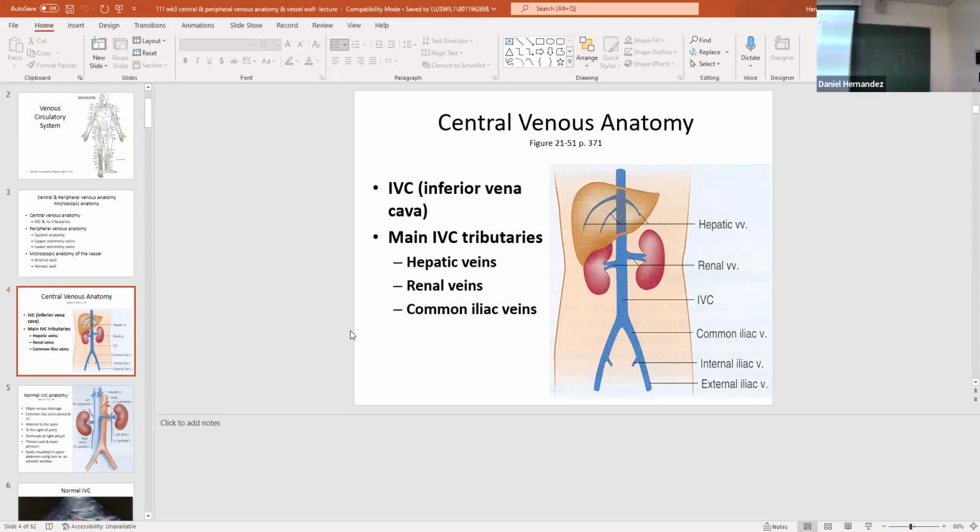The main tributaries that we're going to focus on for the IVC are the hepatic veins, the renal veins, and then the common iliac veins. All these vessels converge together and drain into the IVC. Working your way from superior to inferior, you have your hepatic veins, draining blood flow from the liver. We have right hepatic vein, middle hepatic vein, and left hepatic vein, draining the corresponding sections of the liver. We have the renal veins, one on each side, right renal vein and left renal vein. And then we also have two common iliac vessels, right and left, that drain into the IVC.